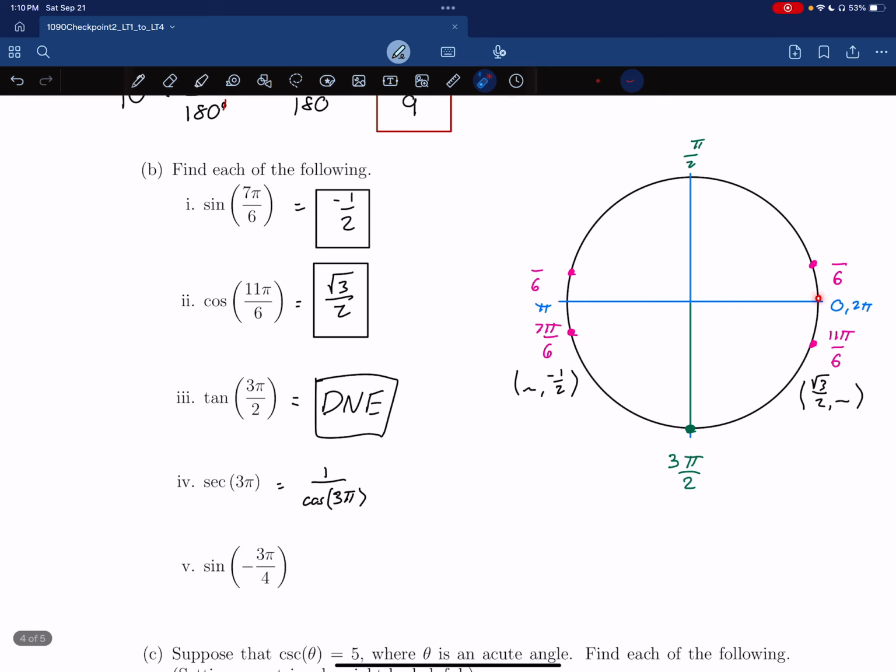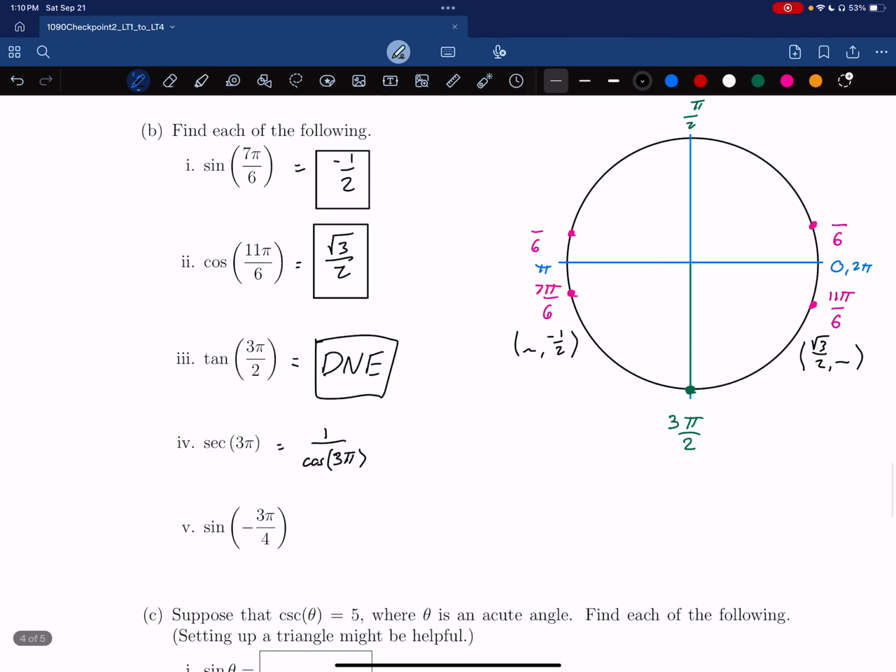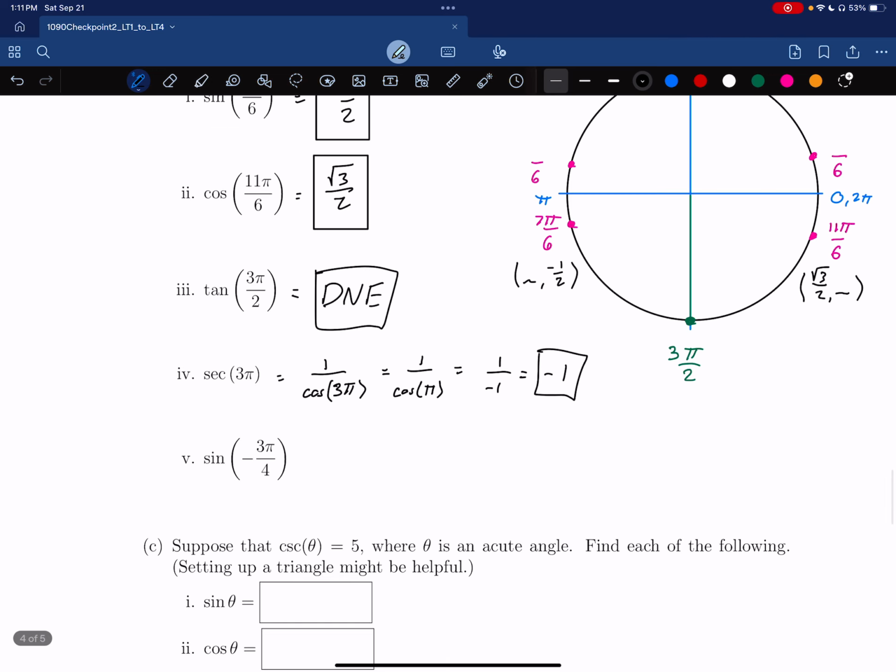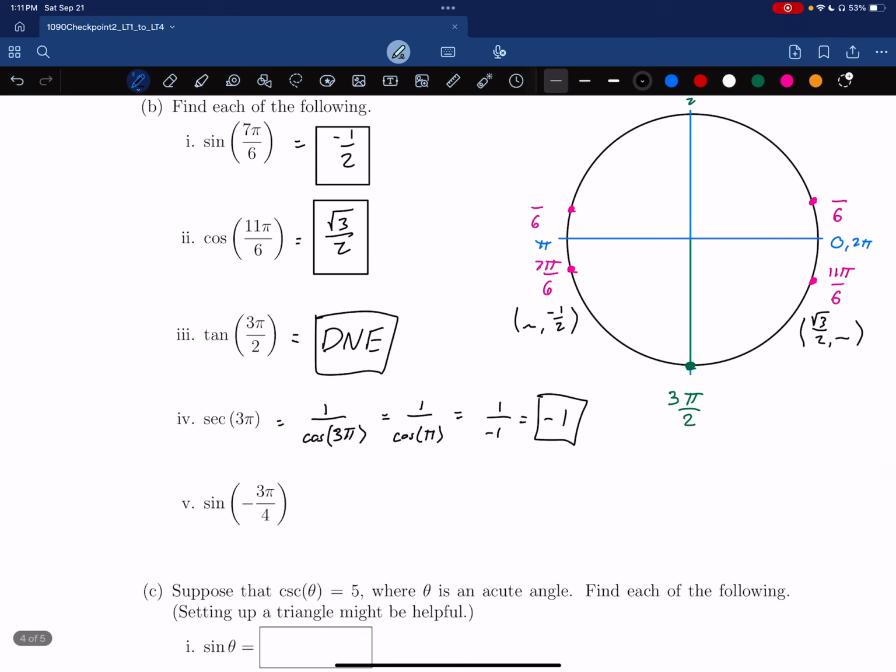Now, starting at 0, if we go around the circle once, that's 2 pi, and then 1 more pi, we end up over here. I'll just write this as cosine of pi now. And cosine of pi is equal to -1 because that's the x value that corresponds there. So we have 1 over -1, which is just -1. And then finally, we need to find sine of -3 pi over 4.